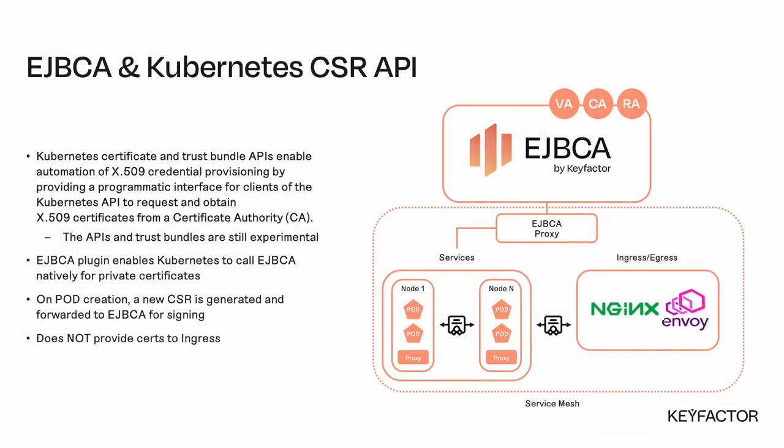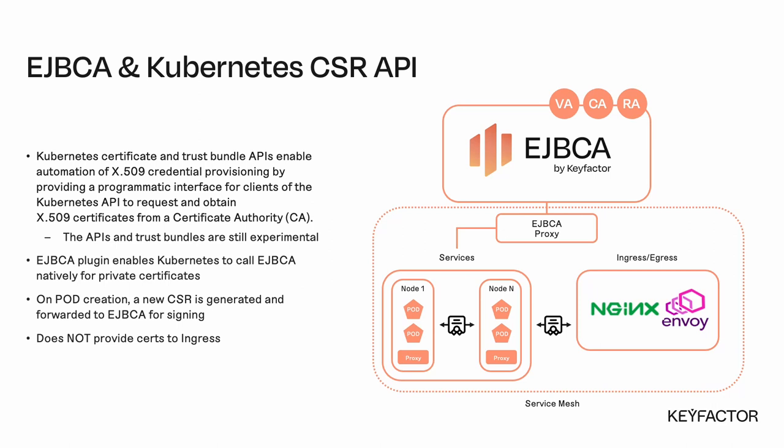So first use case up is using the Kubernetes CSR API. Now, what's interesting about this is this API has been around, seems like for a while, but it's been experimental forever. I don't know, it doesn't feel like it's ever going to launch, but I think people are using it, and we have customers using it.